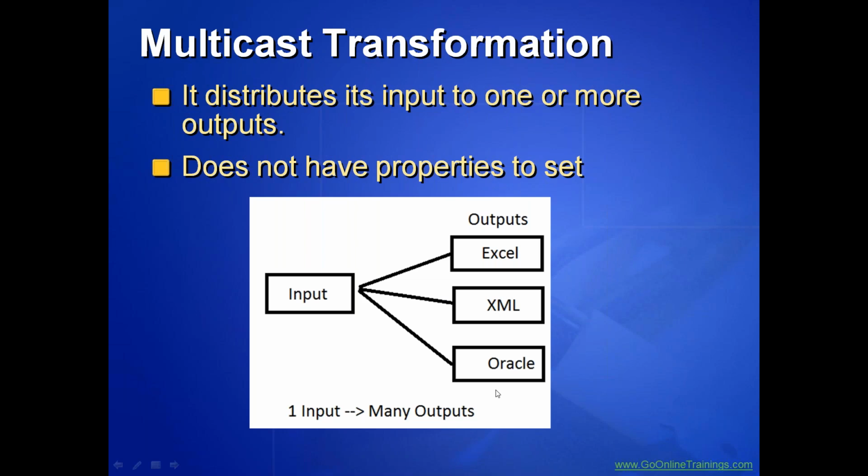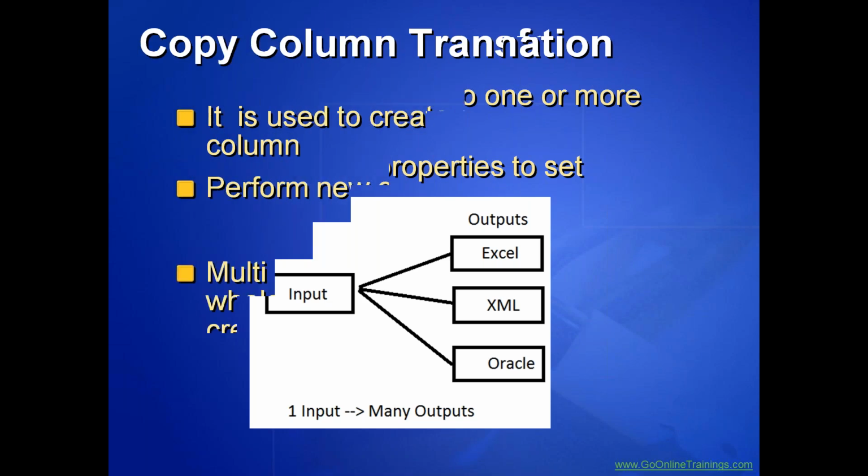So multiple copies will be available in multiple destinations with the help of multicast transformation. It distributes its input into one or more outputs, does not have any properties to set. Simply copy and paste, copy and paste, copy and paste. That's it. One input, many outputs.